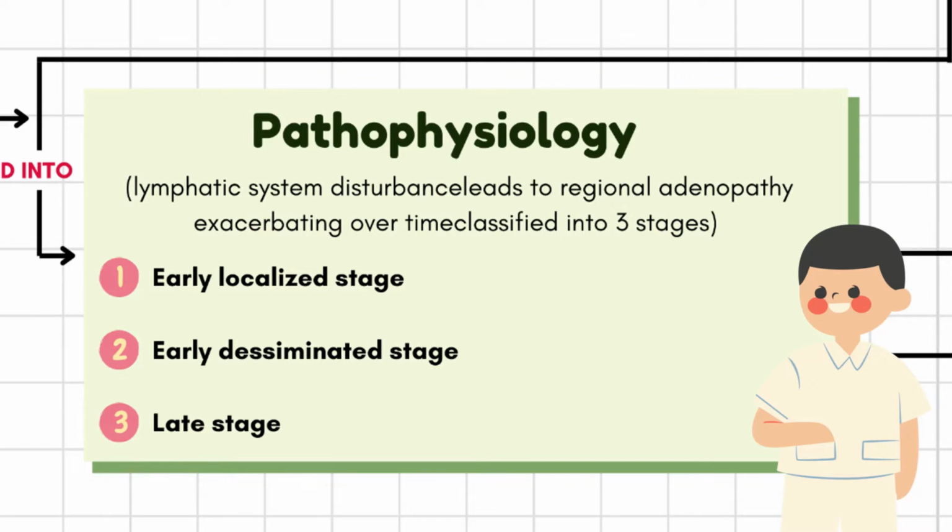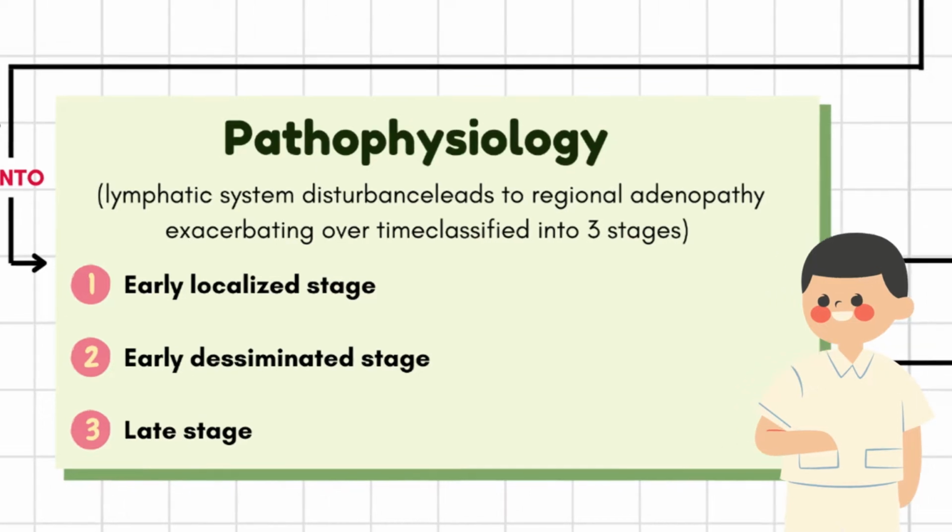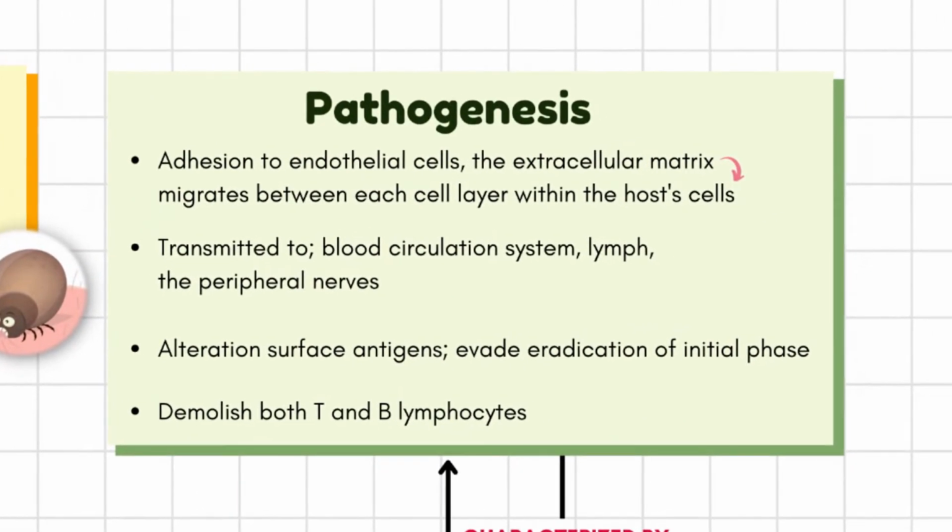Lyme disease's signs and symptoms are classified into 3 stages: early localized, early disseminated, and late. However, Lyme disease's early and late stages are generally divided by an asymptomatic interval. In the lack of particular antibodies, an antigenic variability affects the pathogenicity of Borrelia burgdorferi. Borrelia burgdorferi can be transmitted to various tissues of the mammal host, especially the blood circulation system, lymph, as well as the peripheral nerves of the hosts.